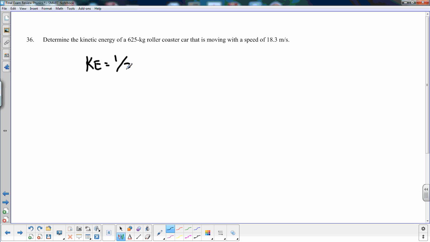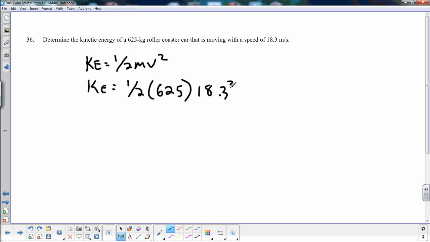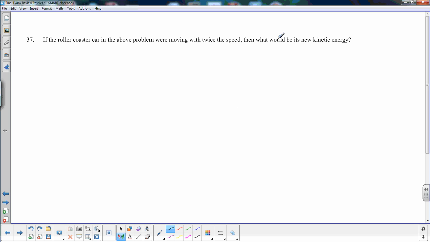For the roller coaster in the above problem, what if we're moving at twice the speed? What would happen to kinetic energy? Well, now KE equals 1/2 mv squared. If we double the velocity, we're going to square something that's doubled, so we'd actually get 4 times the KE. So because you're doubling the velocity, which gets squared, it's going to be a big change. So we had 104,653 joules from a velocity of 18.3. So let's see, our new velocity is 18.3 times 2.